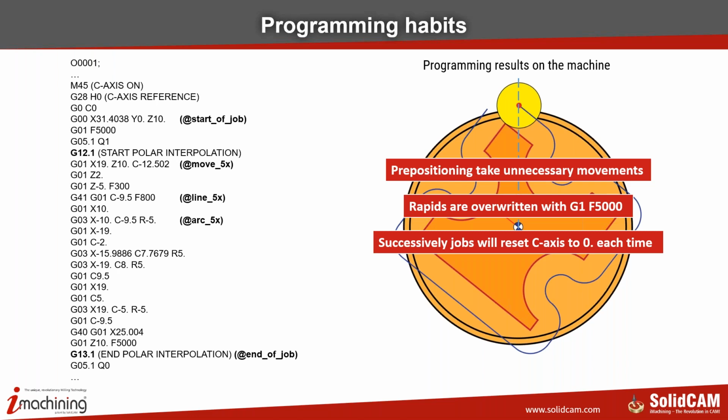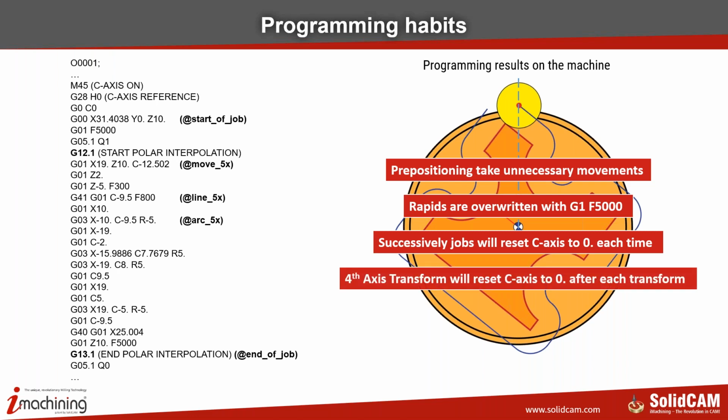Successive jobs will reset the C-axis each time. So this is also what I say, even if it's not within the job. So if you have another job that you want to do and another job that you want to do, and all of them are with the C-axis movements, every time you need to go with the C0 to reset it. You will all agree that you don't want to see that, yes?